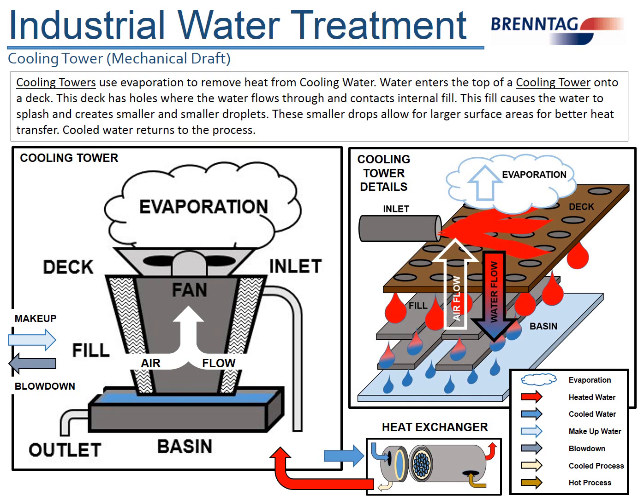If we look at a cutaway version of the tower, water enters into an inlet through what's called the deck. The deck is a series of holes that allows the water to pass down through, where it comes in contact with fill. This fill allows the water to splash and turn into smaller and smaller droplets. These smaller and smaller droplets allow for better air contact and allow for more evaporation.